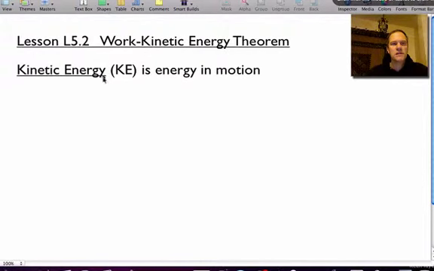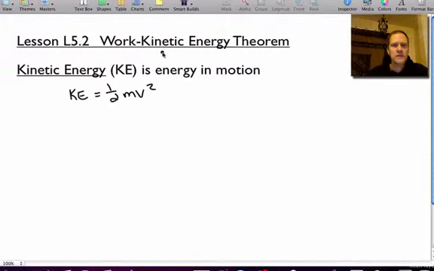Today we're looking at kinetic energy, being energy in motion. Remember, energy in general is anything that can produce change. So if something is moving, it has the potential to do some work on something else, to produce some change. So kinetic energy, we're going to see, is equal to KE = 1/2 mv squared.